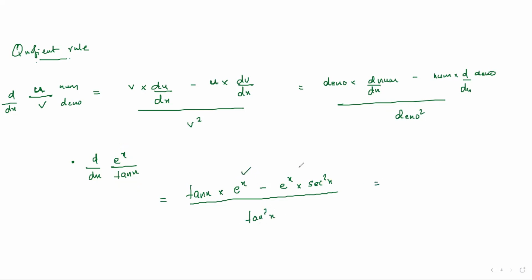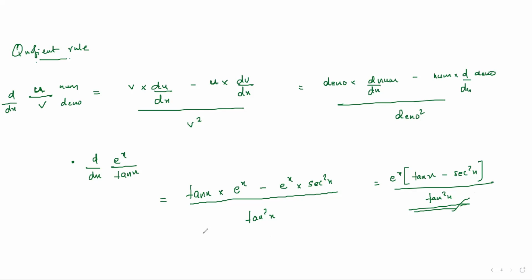Now you can take e raised to x common, right? So e raised to x common, and what you can write? Tan x minus sec square x, the whole divided by tan square x. So you have the answer e raised to x into tan x minus sec square x, the whole divided by tan square x. Okay, so this is one example for the quotient rule. So understood what the quotient rule is?